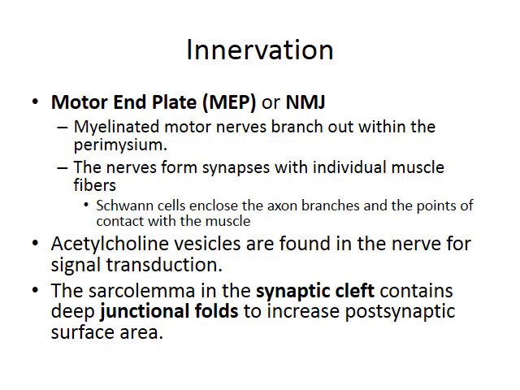So, innervation and how this occurs with the neuromuscular junctions is the motor end plate, or MEP, or neuromuscular junction. Myelinated motor nerves are going to branch out within the perimysium. Remember, that's the middlemost layer. The nerves will form synapses with individual muscle fibers, and then we'll have Schwann cells that are going to enclose this and form our motor end plate or our neuromuscular junction. This is the word I want y'all to know primarily.